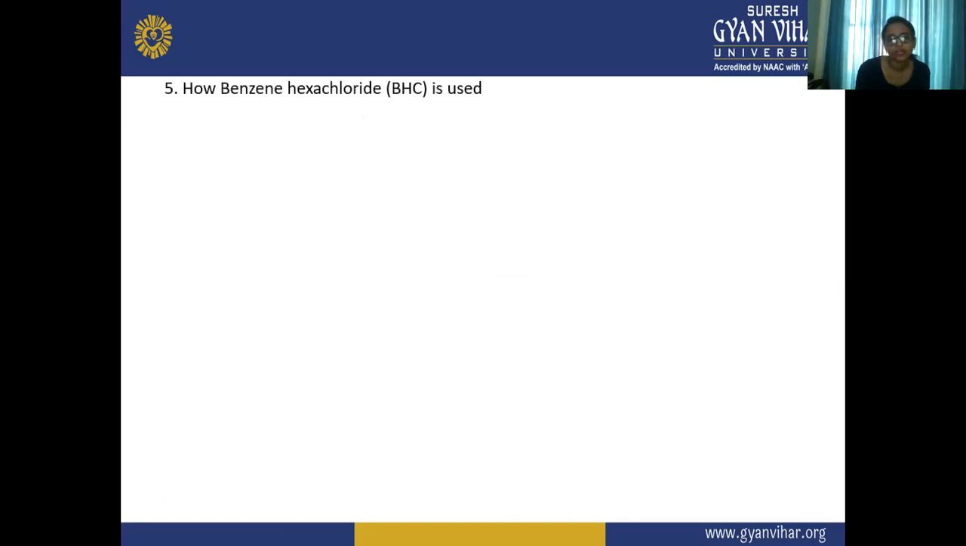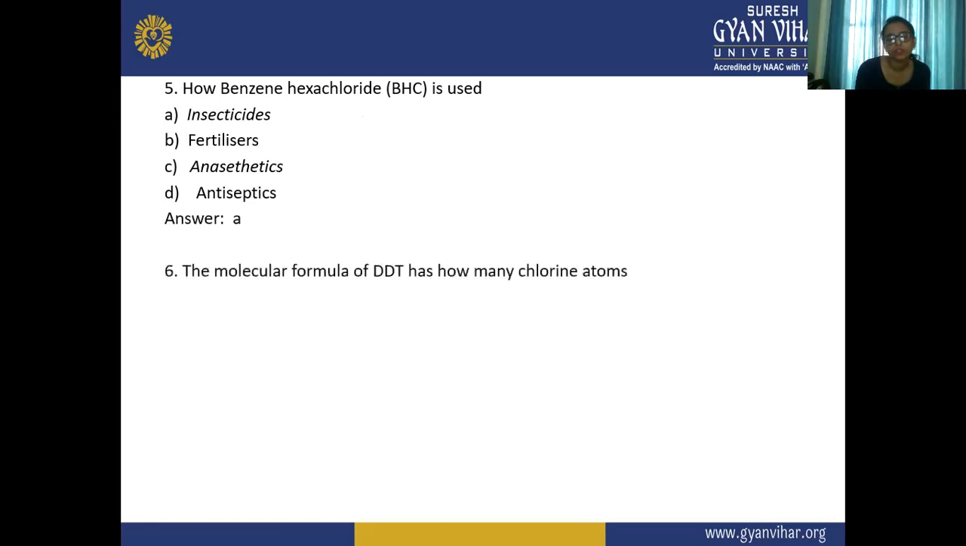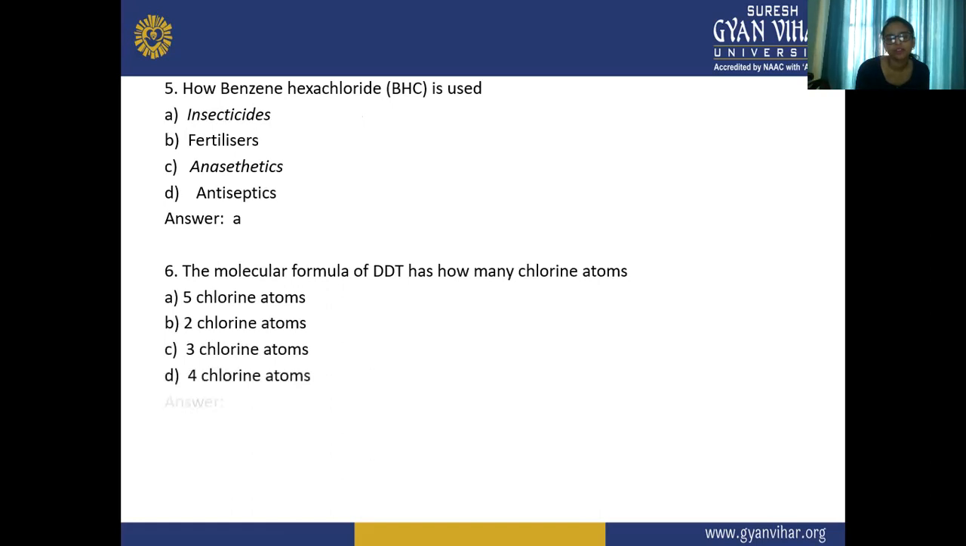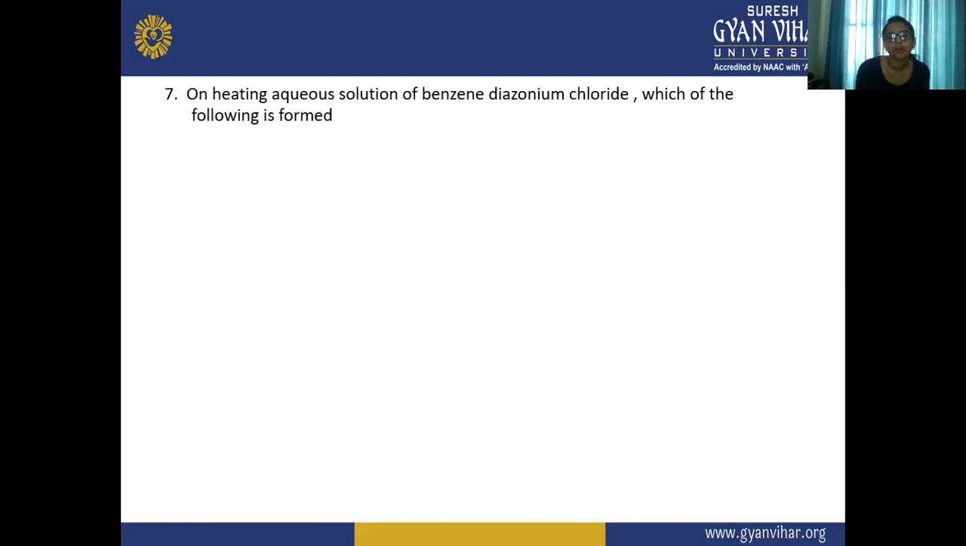How is benzene hexachloride used? It is used as an insecticide. In the molecular formula of DDT, how many chlorine atoms are there? The number of chlorine atoms attached in DDT is 5. On heating an aqueous solution of benzene diazonium chloride, which of the following is formed? It's phenol.